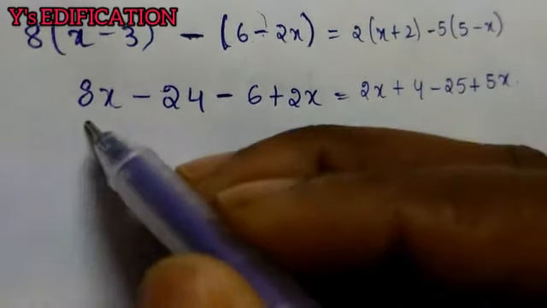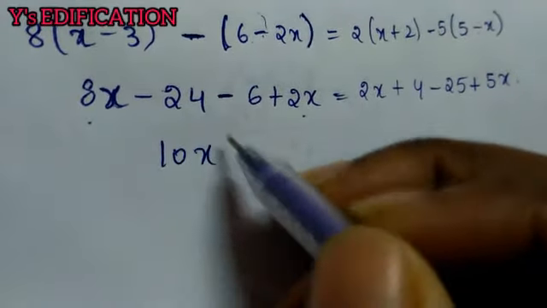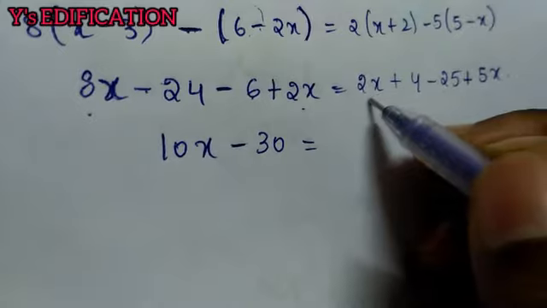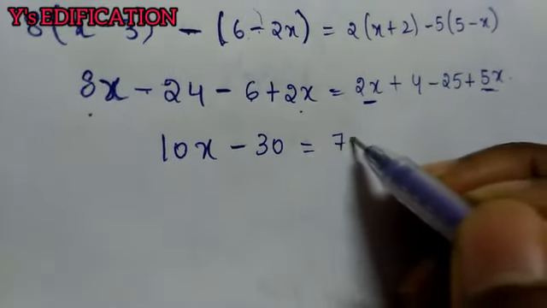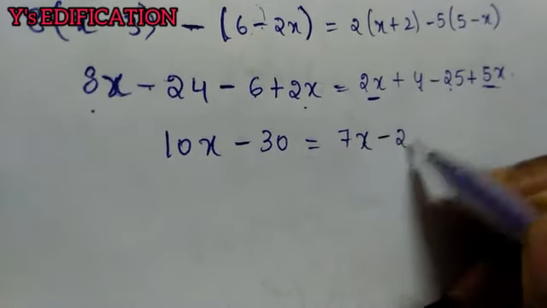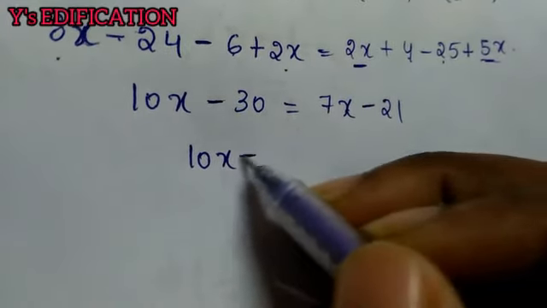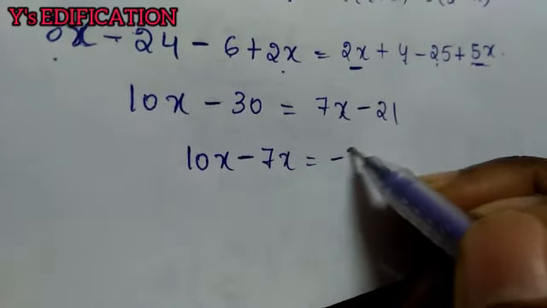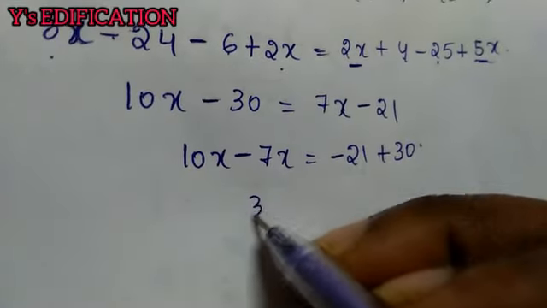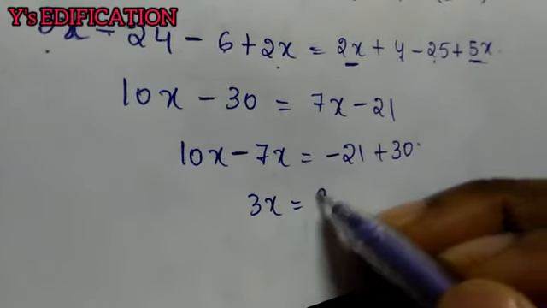Okay. Now 8x plus 2x. What is 8x plus 2x? 10x. Okay. Minus 24 minus 6, it is minus 30, is equal to, this is 2x plus 5x, 7x plus 4 minus 25. It will become minus 21. Okay. Now write both the variables on one side. 10x minus 7x is equal to minus 21, it will become plus 30. So what is 10x minus 7x? 3x is equal to minus 21 plus 30. That means 30 minus 21 is 9.